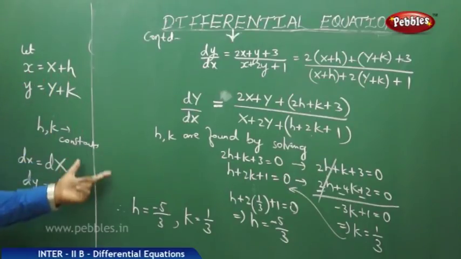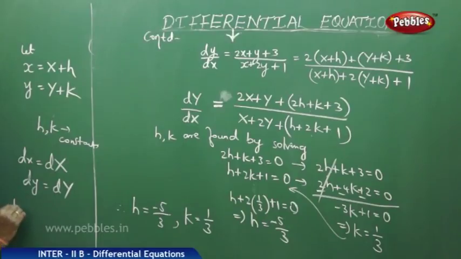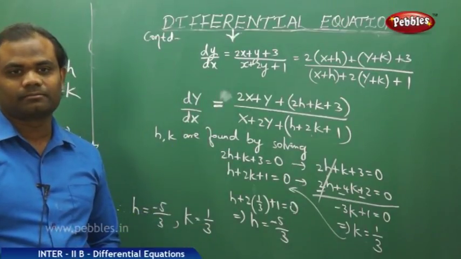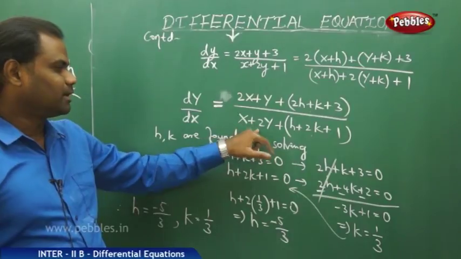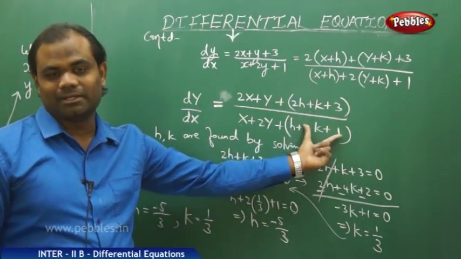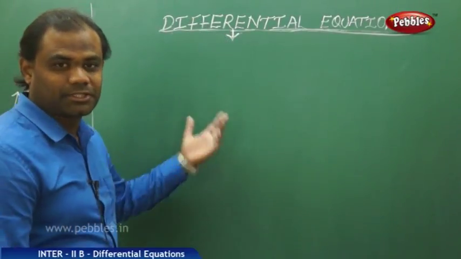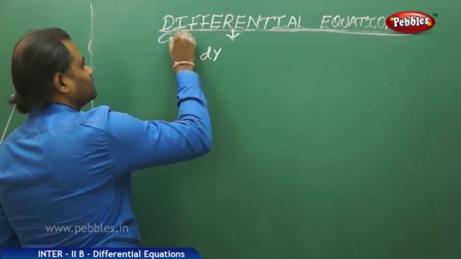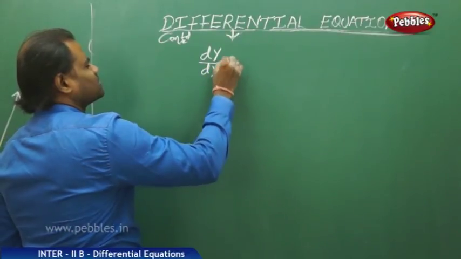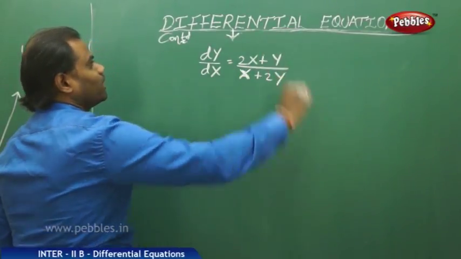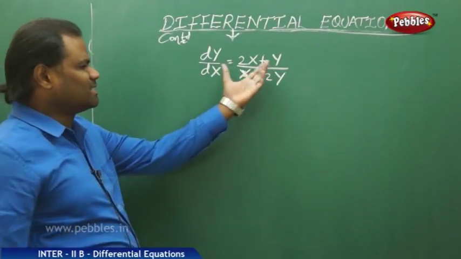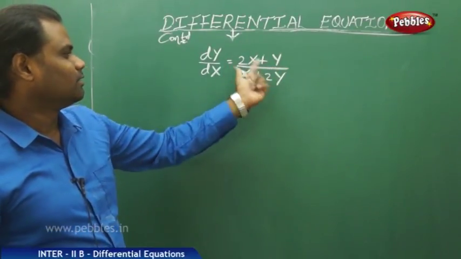Therefore, my x is X plus h and y is Y plus k. Using this, I get h is minus 5 by 3 and k is 1 by 3, which I substitute after solving the entire differential equation. So with these values of h and k, this differential equation reduces directly to 2X plus Y by X plus 2Y, with the constants being equal to 0 and eliminated. Therefore, by substituting h and k in the transformed equation, we get dY by dX as 2X plus Y by X plus 2Y. Now this is clearly a homogeneous differential equation in X and Y of degree 0.